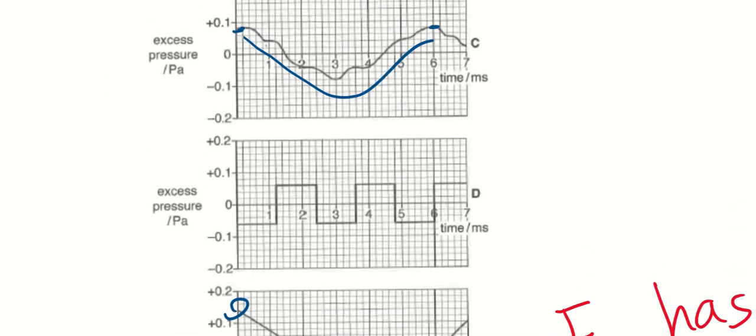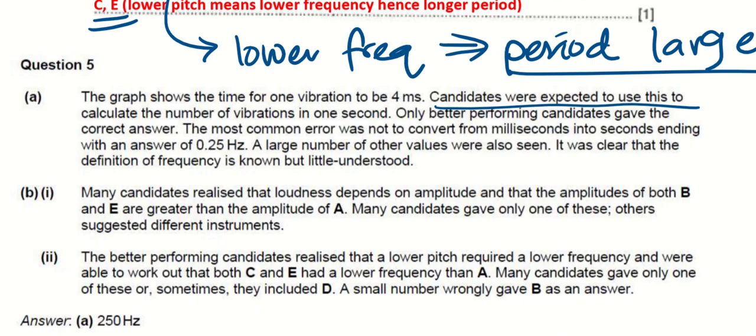Yes, Karen? Third, to give the correct number of vibrations in 1 second. So actually, if you miss out the millisecond on the x-axis, you will have made the mistake, and you will have lost 1 mark. Okay?